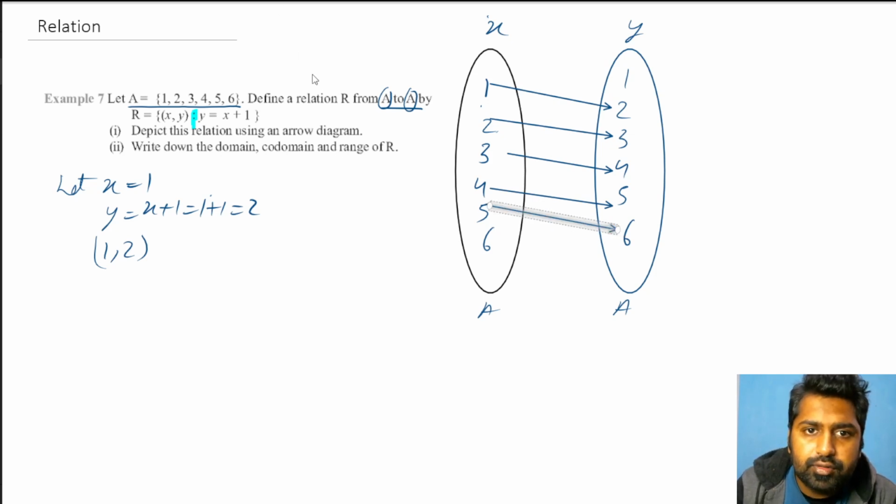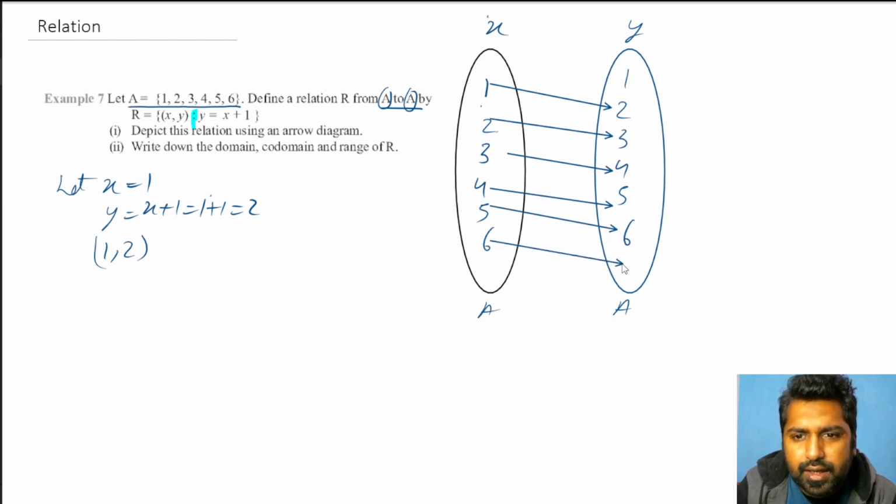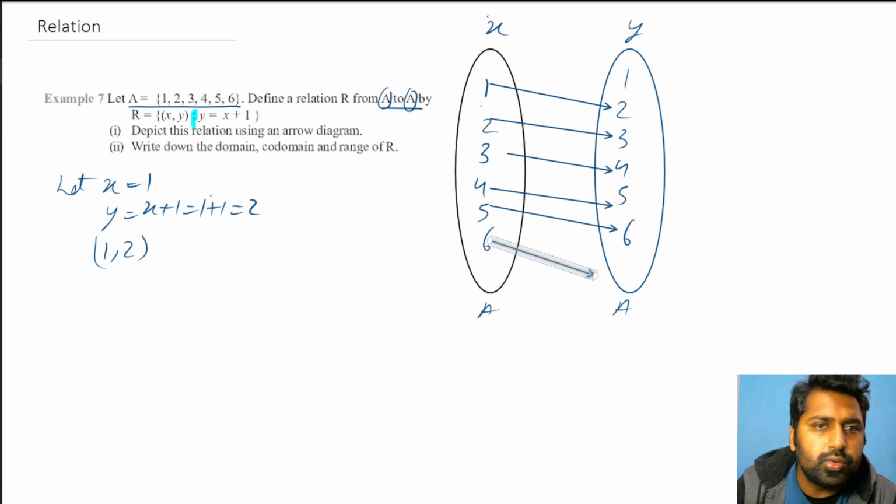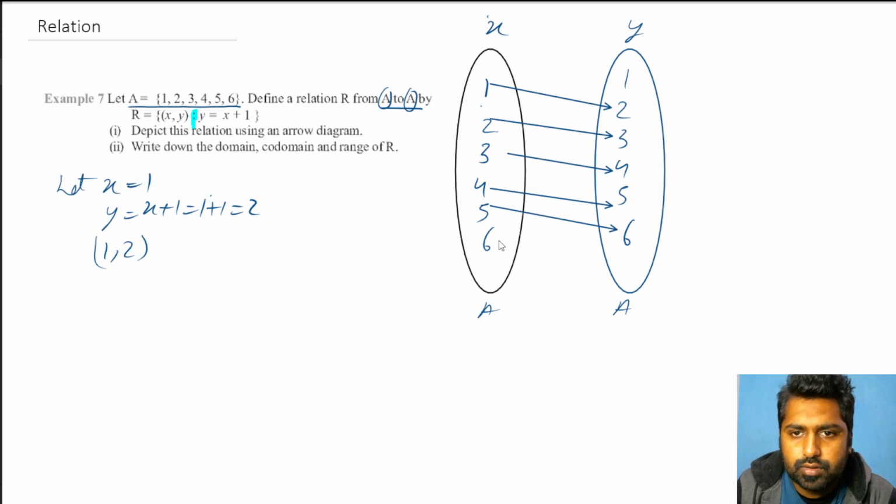And if x is 6, y is 7, but clearly 7 is not present. So how can I relate here? I cannot connect it with anything. So there is no relation present for the 6th element as such. So these are the only possible relations.